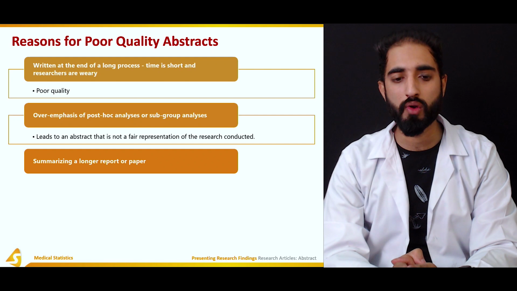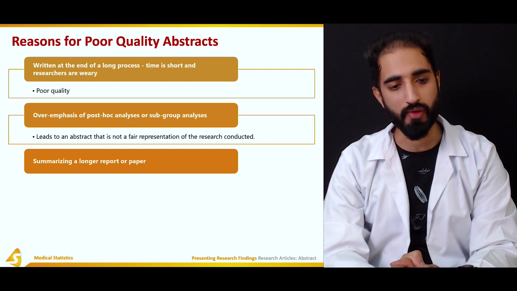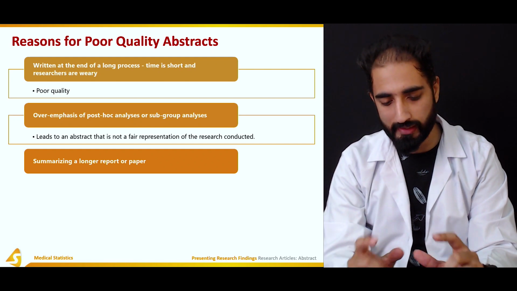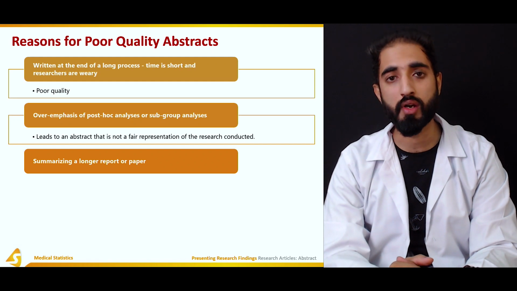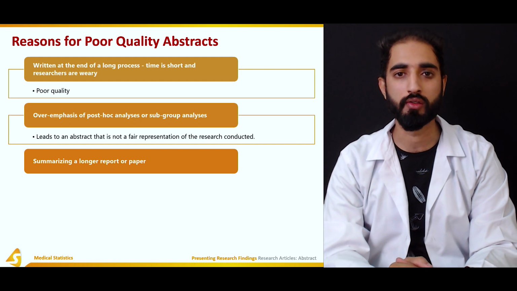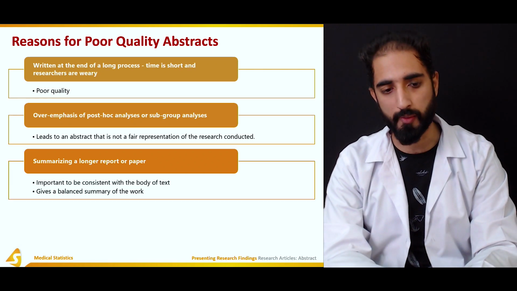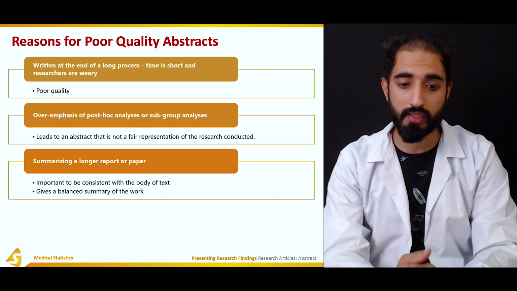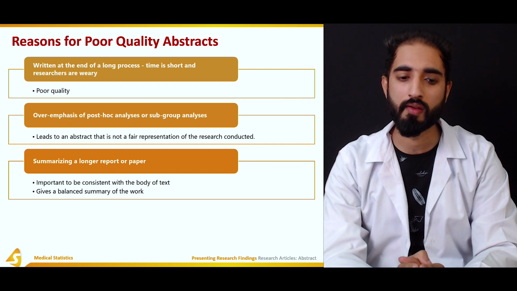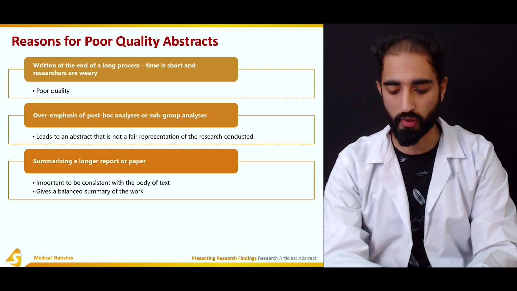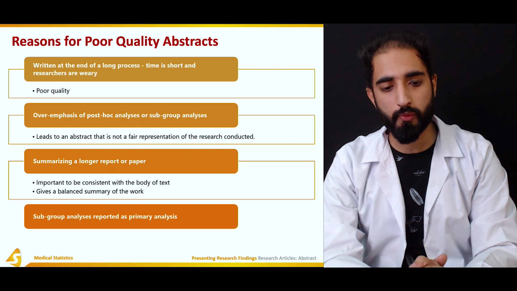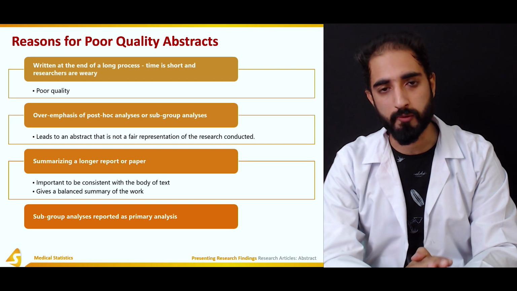Another reason is summarizing a longer report or paper. As I already mentioned, that constraint of words makes it difficult to put all that information into the abstract. So it is important to be consistent with the body of the text, and to give a balanced summary of the work. Now, subgroup analysis reported as primary analysis.